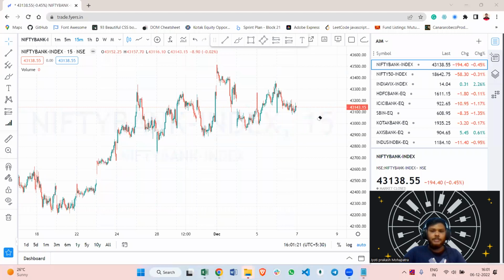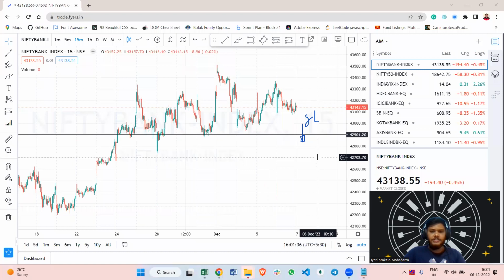But if it opens a gap down, then what are we going to do? If it opens gap down below 42,900 or 42,000 round level 43,000, then we can expect some selling pressure here. If it shows any kind of negative scenario in 5 or 10 minutes, then our stop loss will be the high of that candle, and as I said, our target will be 42,650.